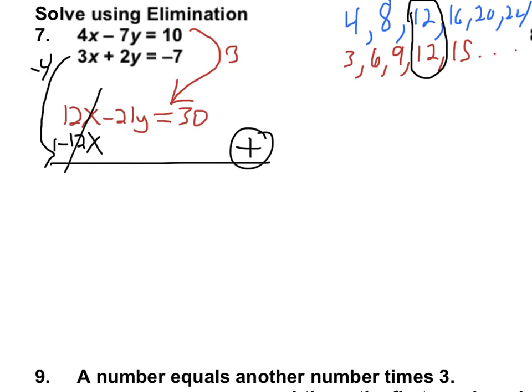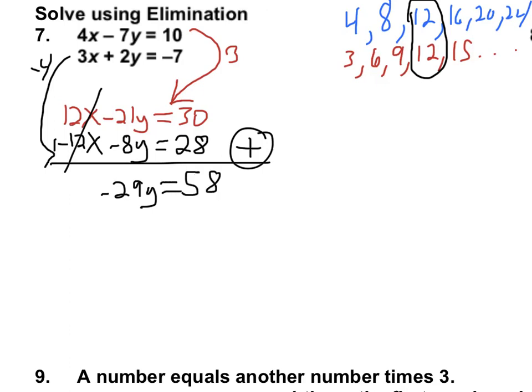So I also need to multiply negative 4 times 2y and negative 4 times negative 7. So I'll complete that here. Negative 4 times 2y is negative 8y. Negative 4 times negative 7 is positive 28. So I need to add those. When I add the y's, I get negative 29y. Add 30 and 28 and you get 58.